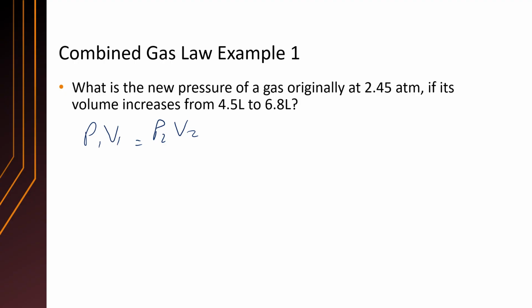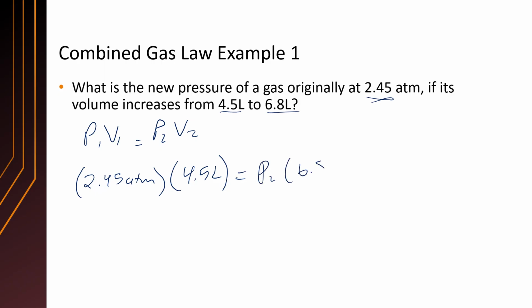And now we say the gas was originally at 2.45 atm, so that's our first pressure. And it says the volume increases from 4.5 to 6.8. So our first volume was 4.5 liters, and our new volume is 6.8 liters. We don't know the new pressure. That's what we need to solve for.